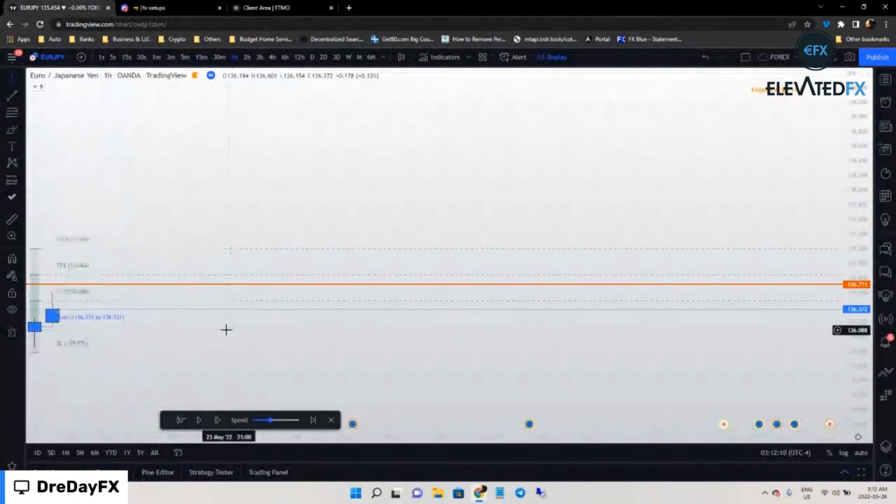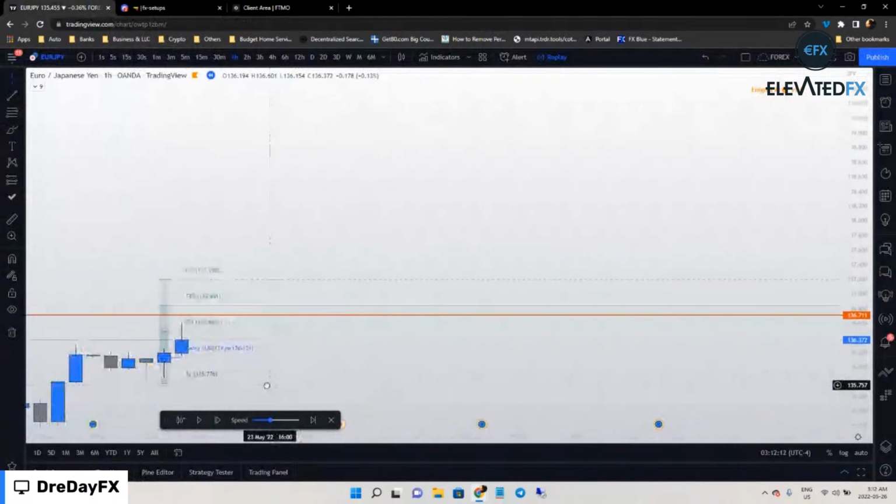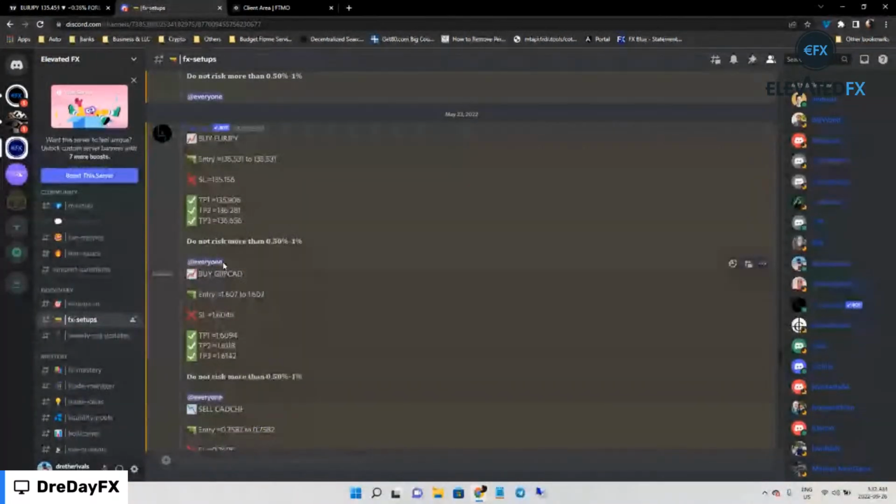As you can see, this is the exact price that you see on this FX setup that is sent out, that is applied here on the TradingView account on a TradingView indicator. So you have 135.531. That's your entry, your stop loss, and your TPs.